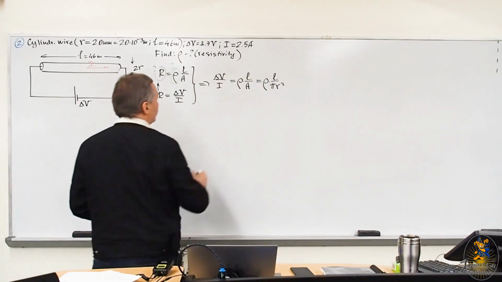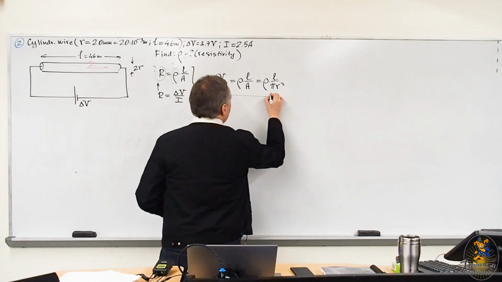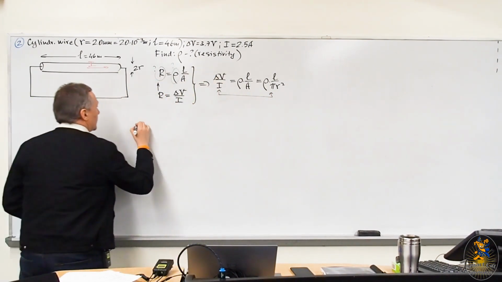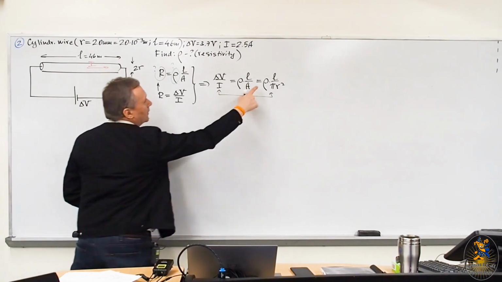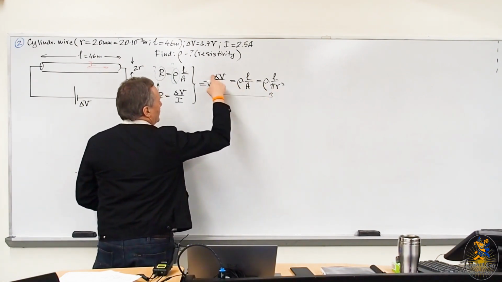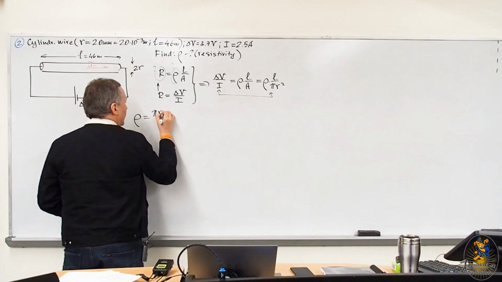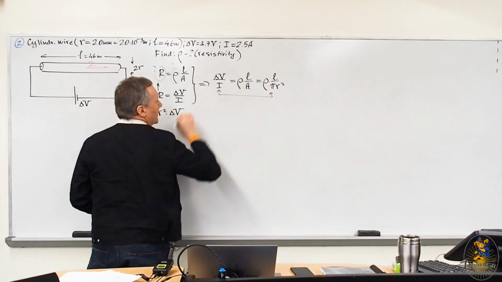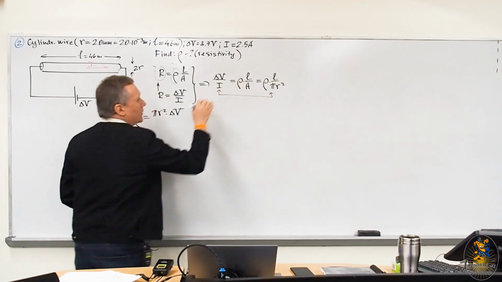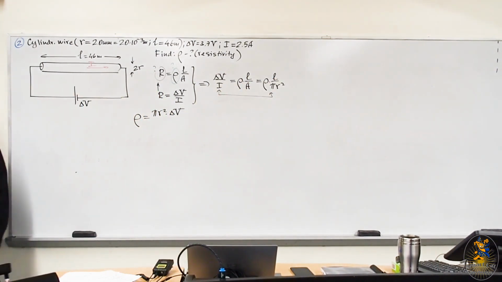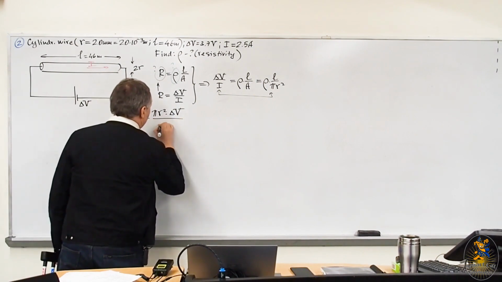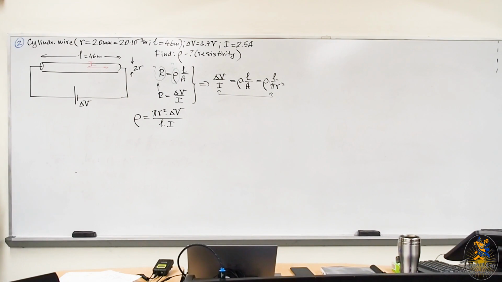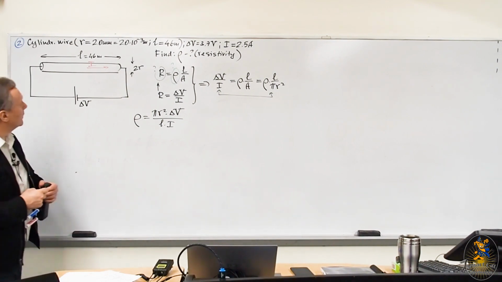Okay, so now, of course, we just need to look at these two sides and solve it for rho. So rho equals pi r squared goes up here, pi r squared times delta V. Again, I move this side to there. And this L will go in the denominator next to I. L times I. So now we just need to plug in numbers.